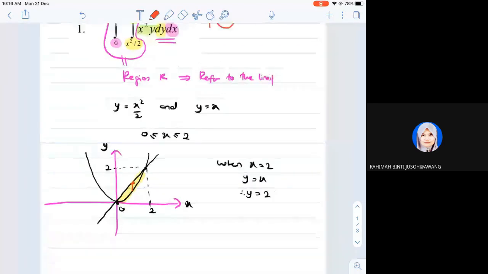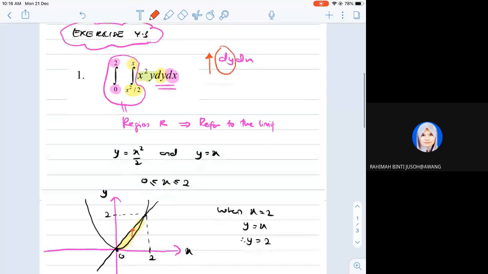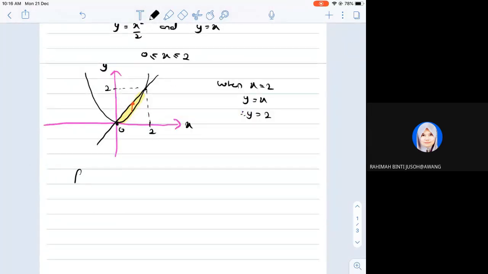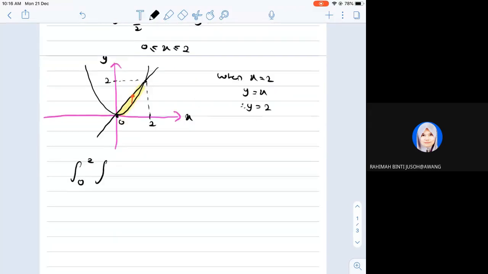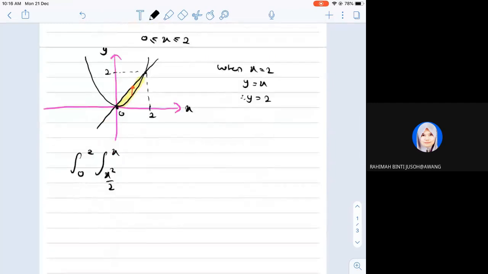So for this question, it's enough. We have settled the sketch of the region, so next we can proceed with the integration. Let us integrate this. From 0 until 2, we have x squared over 2, and then we have x squared y dy dx.